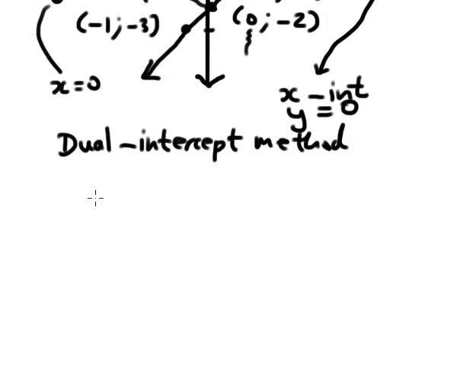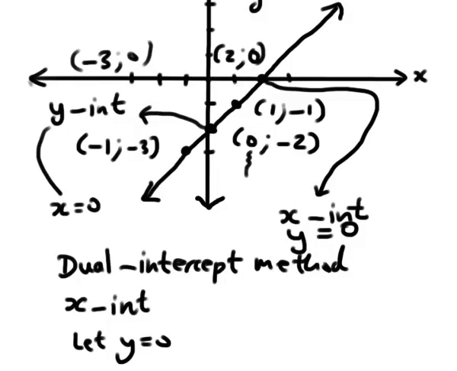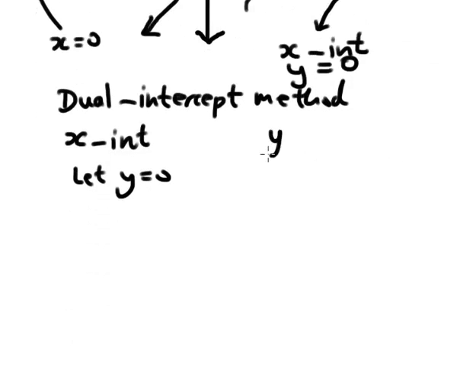Now watch this. So for dual intercept, if you want your x-intercept, you're going to let the y be naught, because that will take you straight to your x-intercept there if your y is naught. And what about your y-intercept? Have a look at this. You're going to let the x be equal to naught.